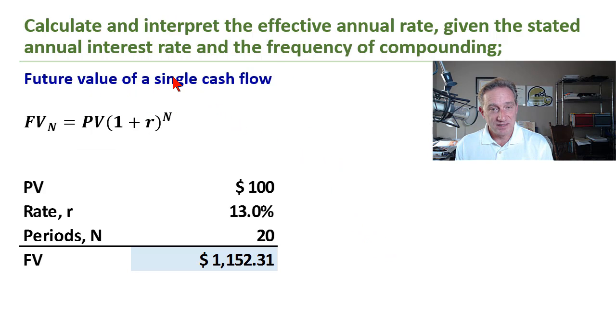So then we have the calculate and interpret an effective annual rate given the stated annual interest rate and the frequency of compounding. So here is a real simple formula that converts our present value into the future value over n number of periods, right? So here R is our interest rate and n is the number of periods. In this example, $100 in present value is compounded at a rate of 13% over 20 periods. This could be 13% per annum, this could be 20 years, but it doesn't need to be. This is just per period.